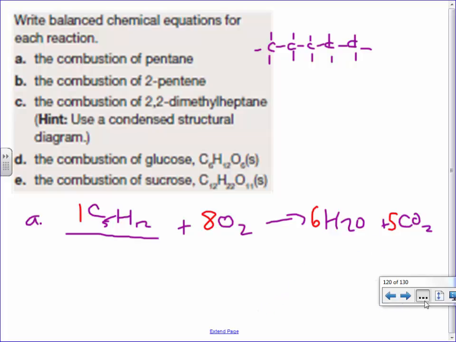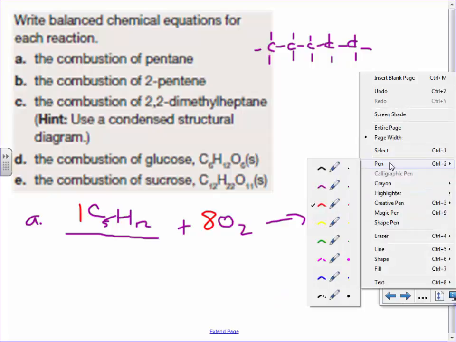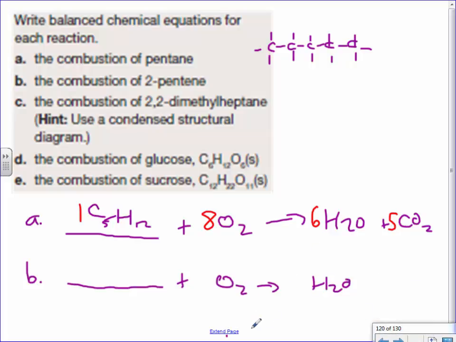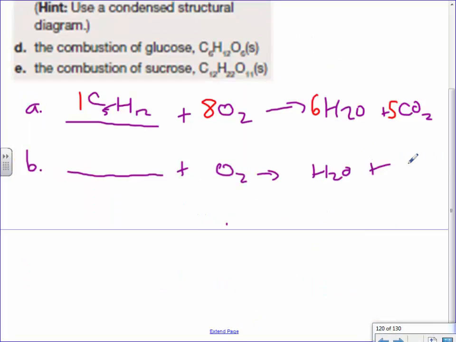Let's try a few more. Let's combust 2-pentene. So if I want to write this out again, it's an unknown molecule plus oxygen makes water, and carbon dioxide. These parts here, they never change. The question is, what the heck is a 2-pentene?